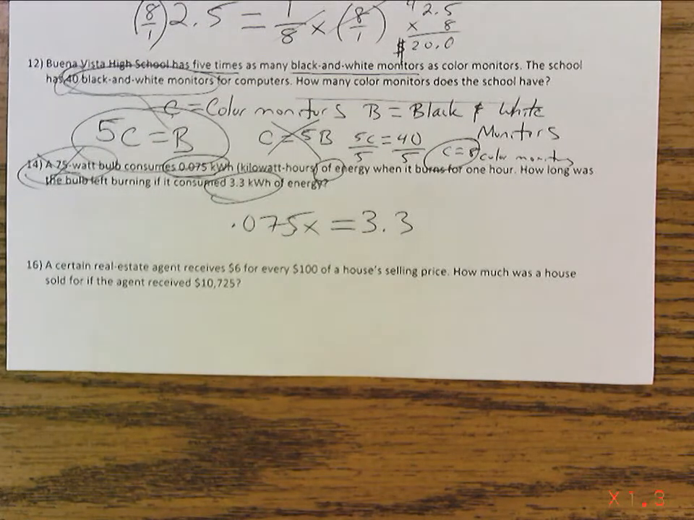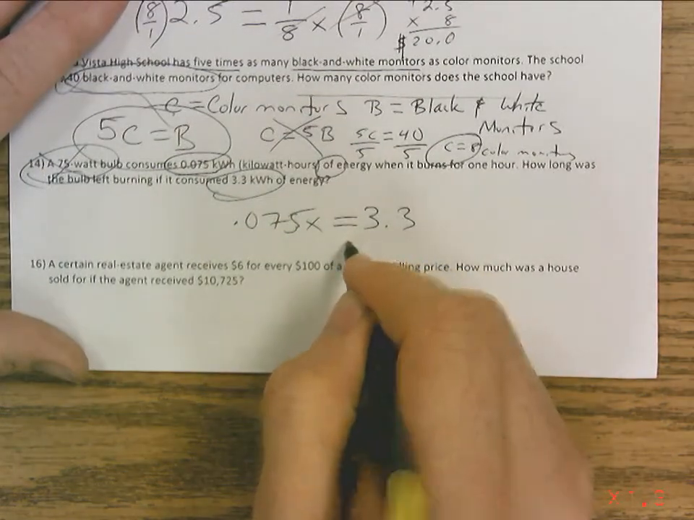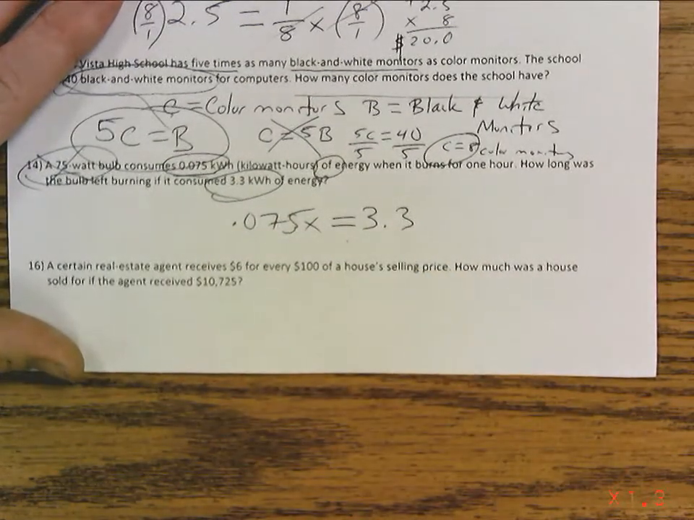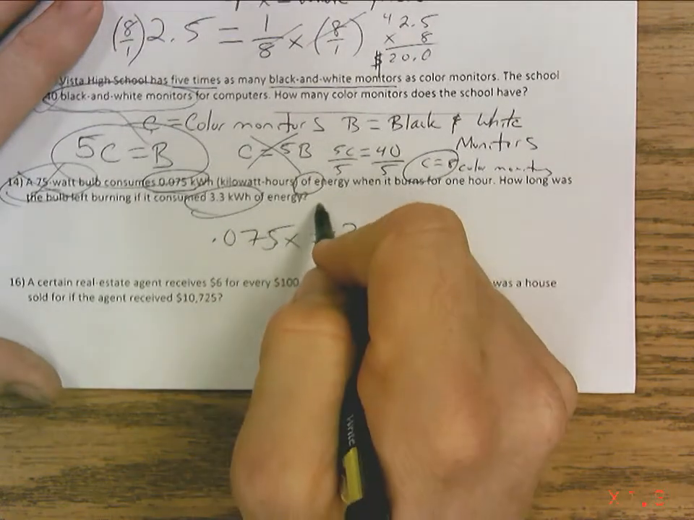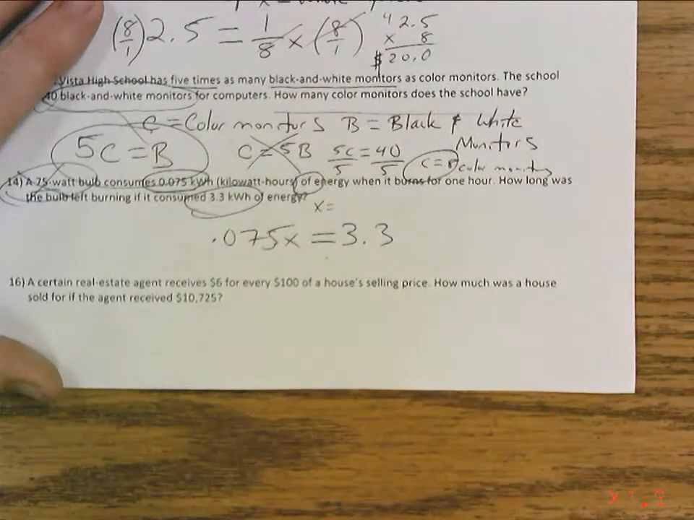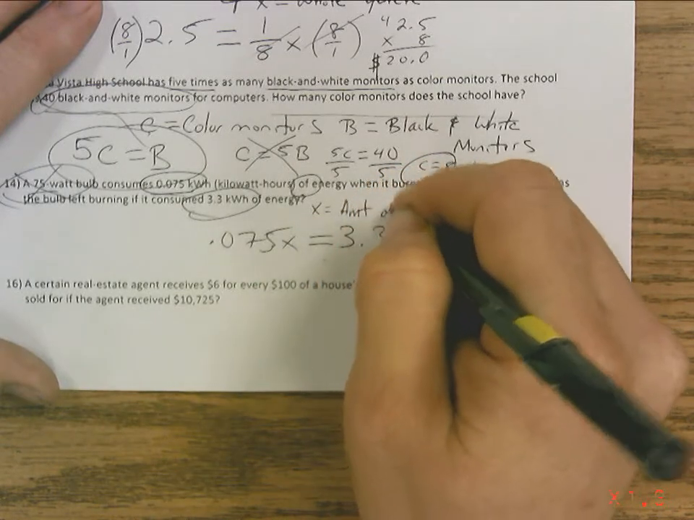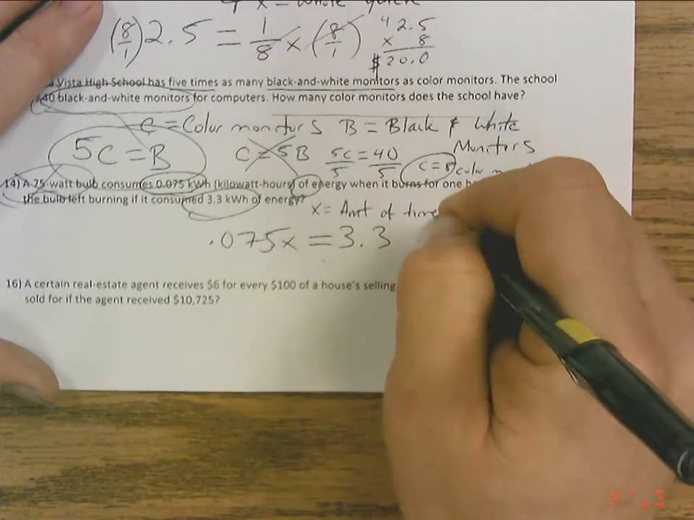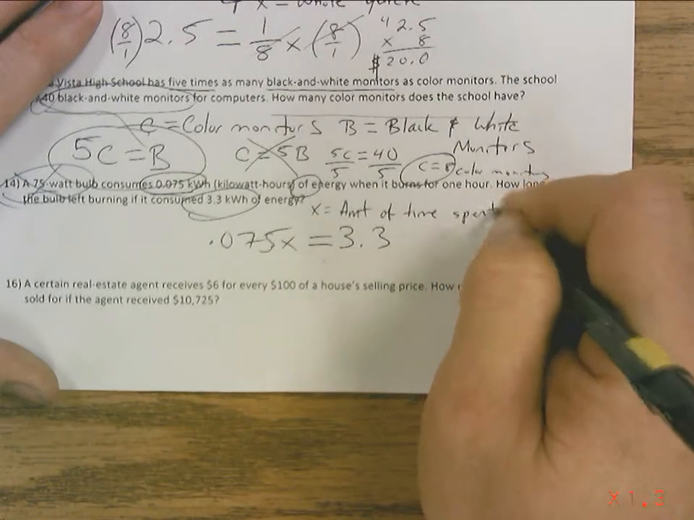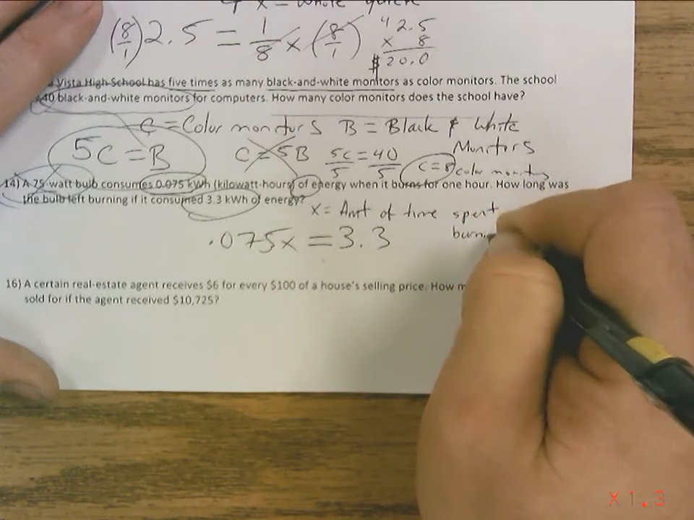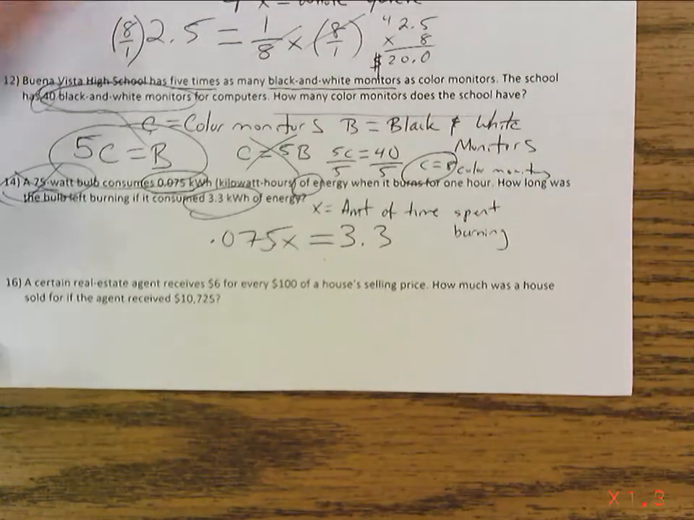We will get our calculators ready and divide. Do you guys agree? You know what we're forgetting? We have to assign the variable. What does x equal? It's the amount of time spent burning. And I think we have the answer. See if you can do it. Get your calculators ready.